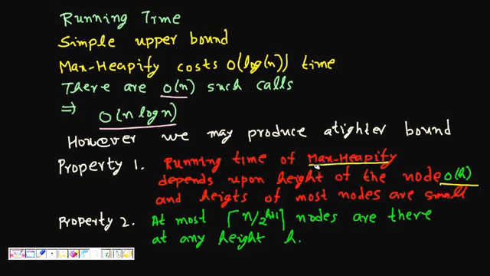So the number of swaps is O of h, the max Heapify running time. And the second property: at any given height h in a heap, there are at most n by 2 to the power of h plus 1 nodes. If we see these two properties, what happens?